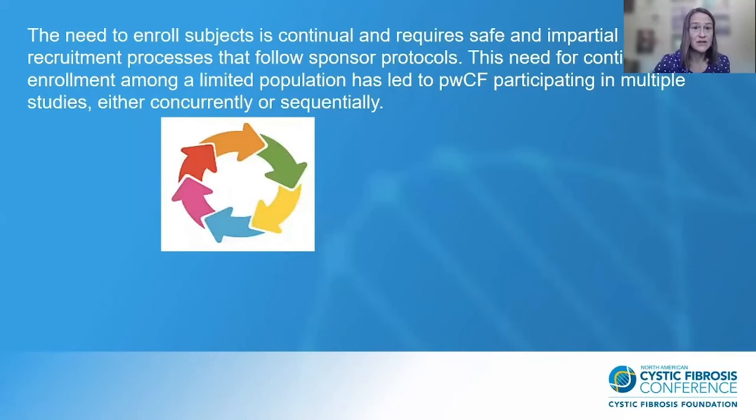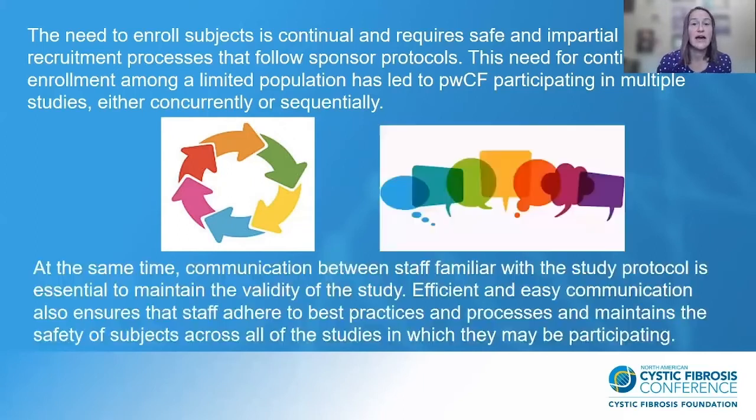Where has this brought us? We know that the need to enroll subjects is continual. It requires the research coordinators to be impartial and follow sponsor protocols. This often leads us to enroll the same subject into multiple studies, either concurrently or sequentially. At the same time, research staff needs to be aware of these potential overlaps in enrollment, both for subject safety and for study validity. Communication between staff ensures best practices are being followed.